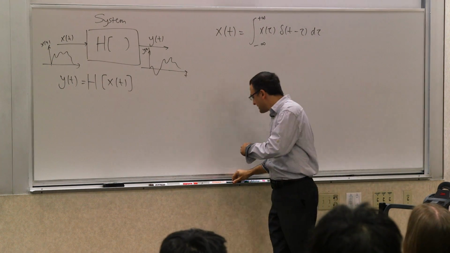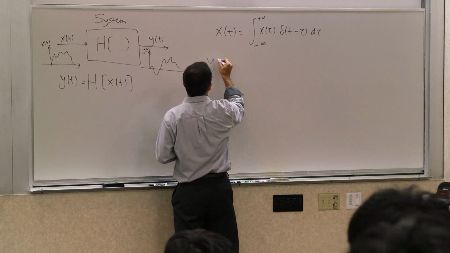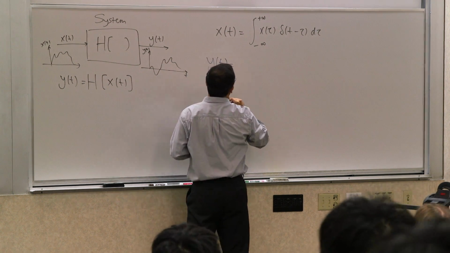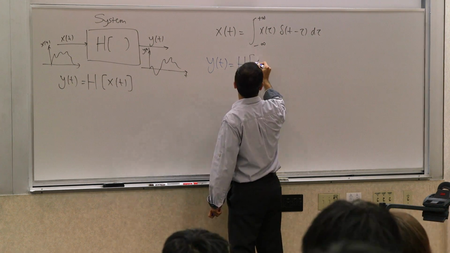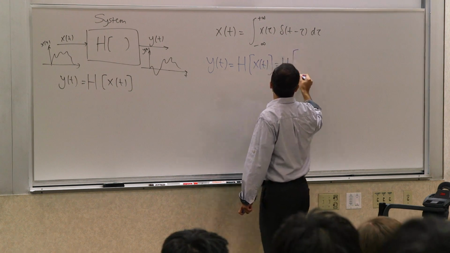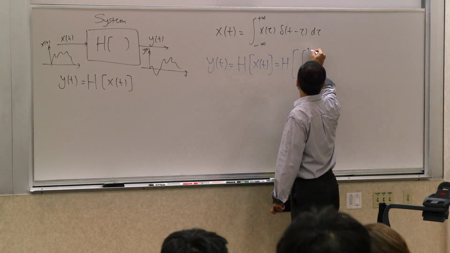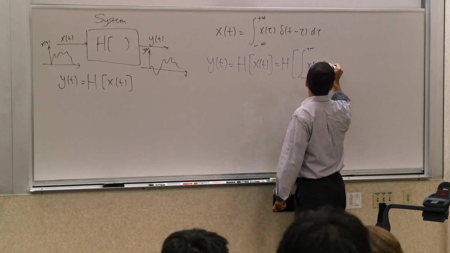Now let's see what the system does to this, what the operator does. So I'm trying to find out what the output, y of t, would be. Right? So y of t is H operating on x of t, which would be H operating on that expansion in the basis of deltas.